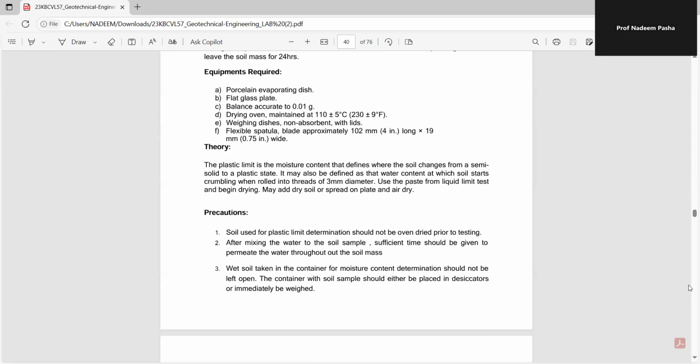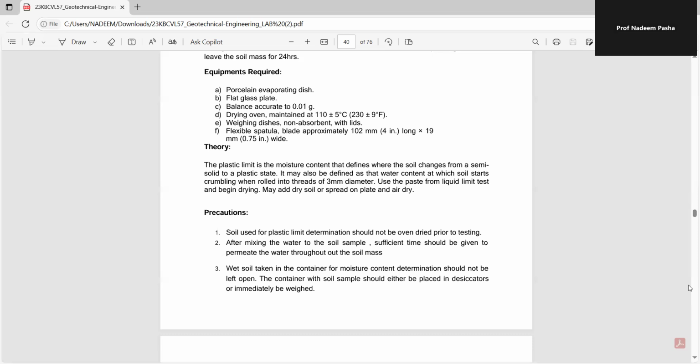So what is the theory? The plastic limit is the moisture content that defines where the soil changes from semi-solid to plastic state. So what is plastic limit? Plastic limit is the moisture content that defines where the soil changes from a semi-solid to plastic state. It may also be defined as the water content at which the soil starts crumbling when rolled into threads of 3 mm dia. Use the paste from the liquid limit test and begin drying. May add dry soil or spread on plate and air dry.